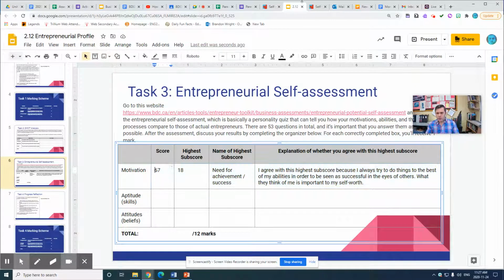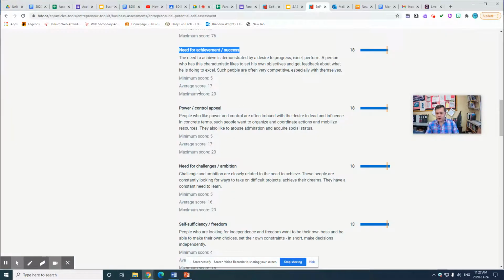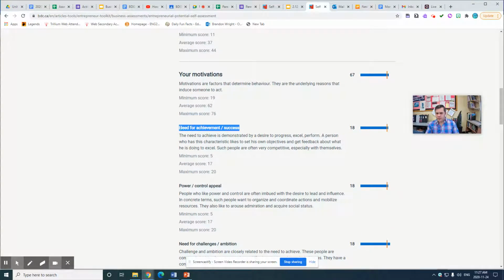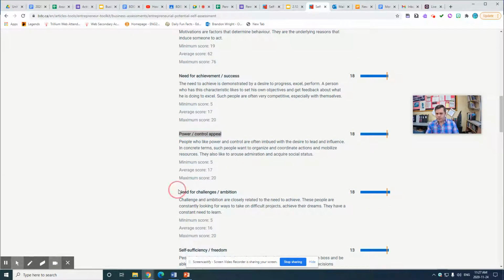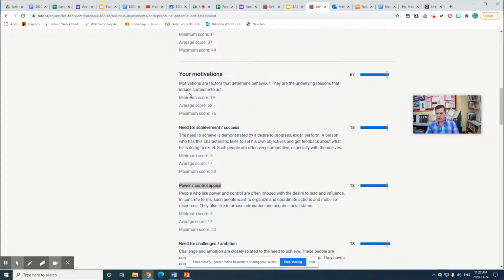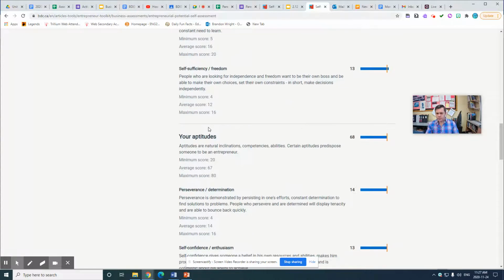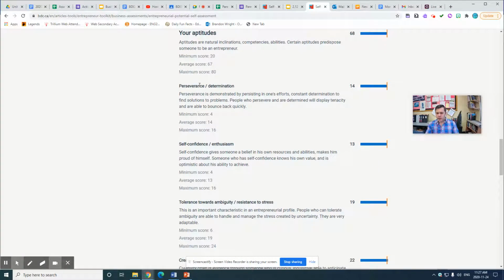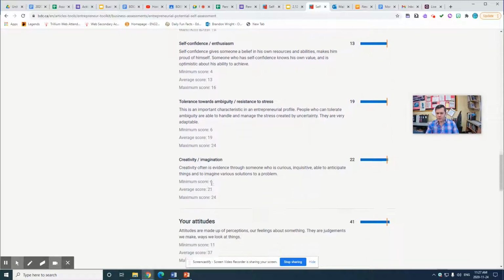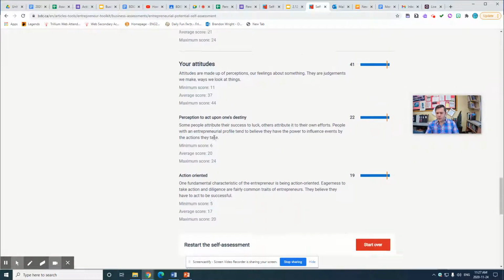Give me your score, your highest sub-score. Your sub-scores are just these definitions right here. For example, motivations has 4 sub-scores. Aptitudes has 1, 2, 3, 4 sub-scores, and attitudes only has 2.